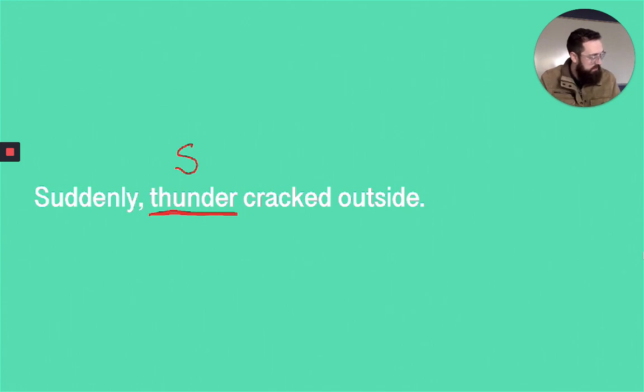And then our predicate is cracked because it's telling me about the subject. It tells me what it did. So I'm going to put a double underline because that's my predicate. And this shows me action, so it's going to be a predicate verb. Predicate verbs don't have any linking verbs, and there are no helping verbs in this sentence. So these are the principal elements of my sentence. I have my subject and my predicate.